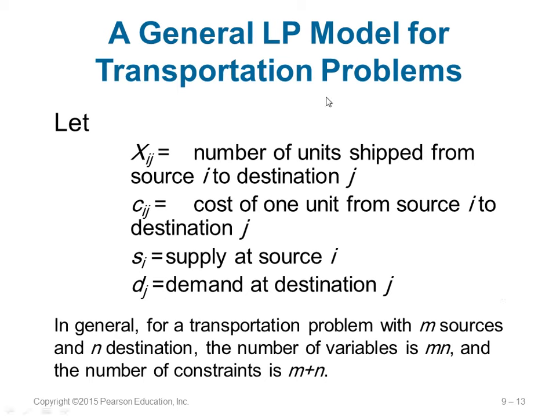A general way of representing transportation problems using a linear programming model: Xij is the shipment from source i to destination j. Cij is the cost of one unit from source i to destination j. Si is the supply at source i. Dj is the demand at destination j. For example, in a transportation problem you might have m sources and n destinations. They can be different numbers or the same. So the number of variables will be m times n and the number of constraints will be m plus n.